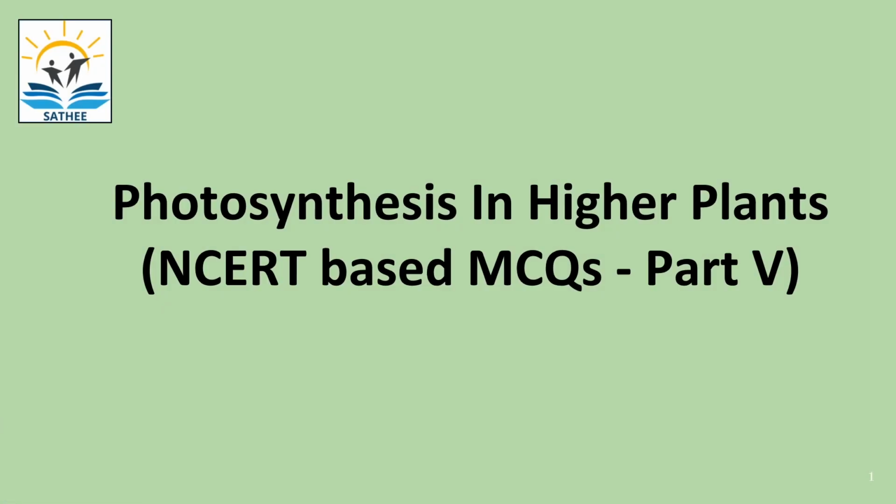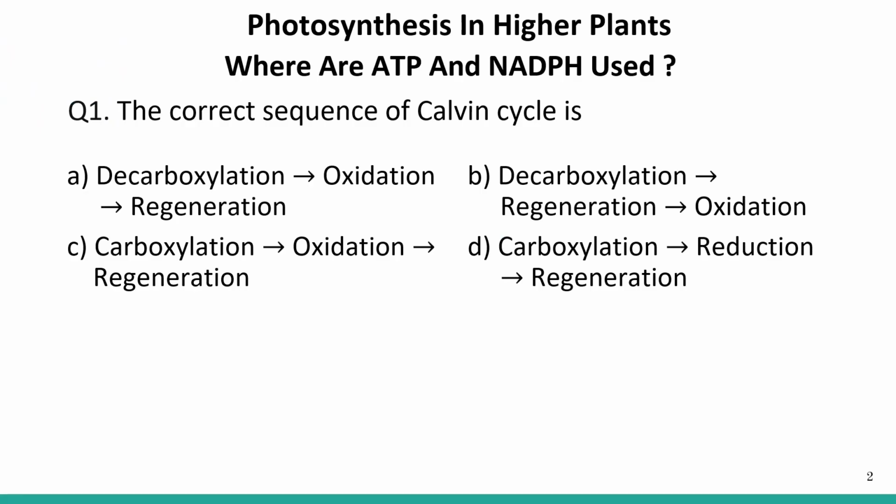And today we'll be solving the NCERT based multiple choice questions from the chapter Photosynthesis in Higher Plants. So we've already discussed some of the multiple choice questions in the previous lecture and we'll be solving and discussing the rest of the MCQs in this lecture. Alright, so let's start with the first question, which is the correct sequence of Kelvin cycle.